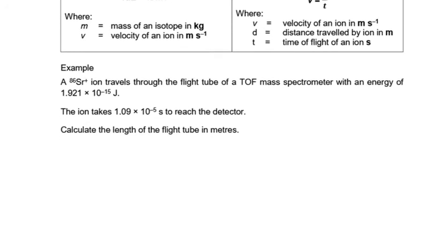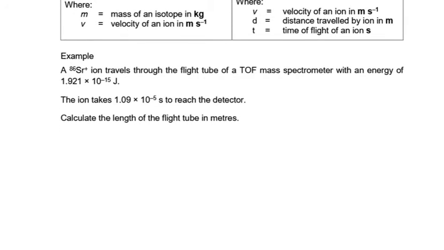So here's our example question. We've got our ion, it travels through the flight tube with an energy, that's our kinetic energy. It's not directly our mass, we're going to calculate m from this. And we've got our time t here. So if we're not sure in an exam, one of the things we could do is something we've practiced already, and that's calculate the mass.